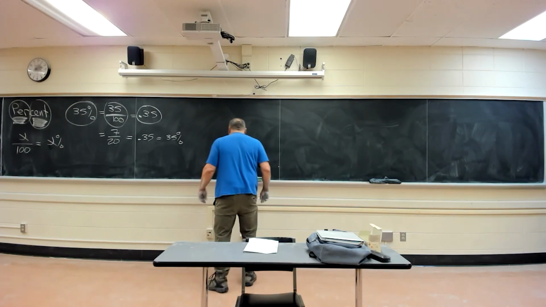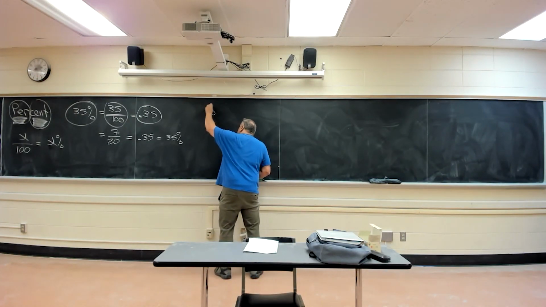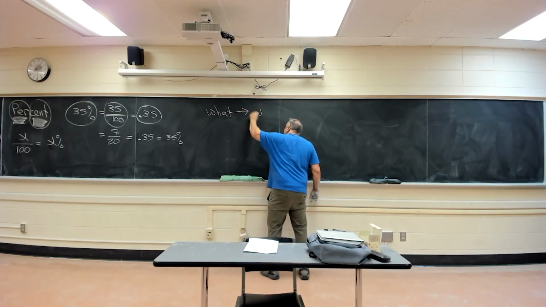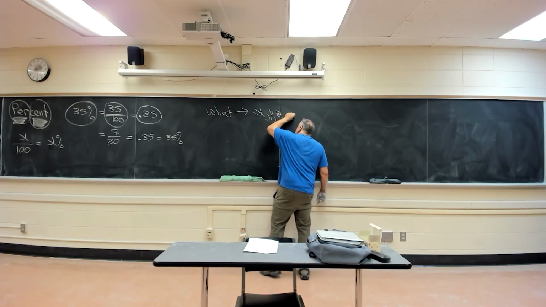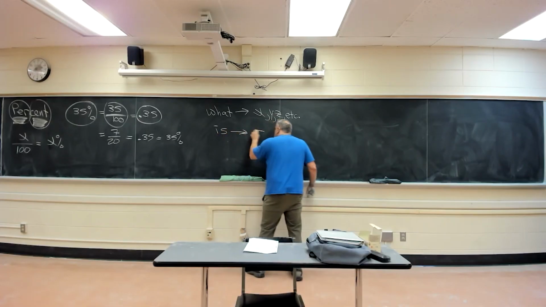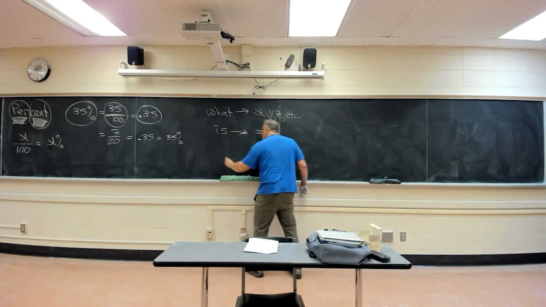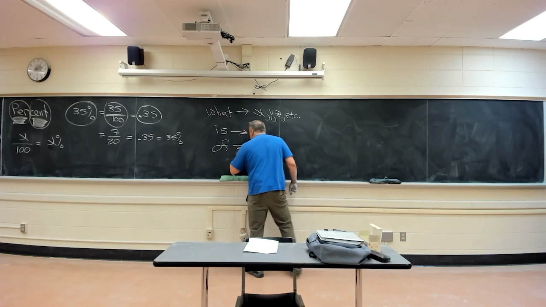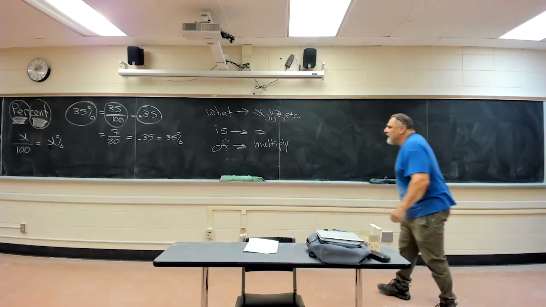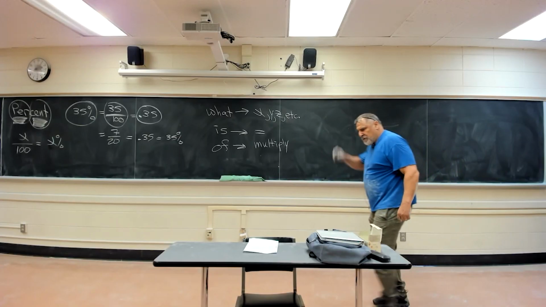When you're solving percent problems, generally the word what means X or Y or Z or something. What means something unknown. Is means equals. Of, very, very often, means multiply. You're trying to interpret certain problems that you're trying to solve related to some of this stuff. So it's pretty interesting.